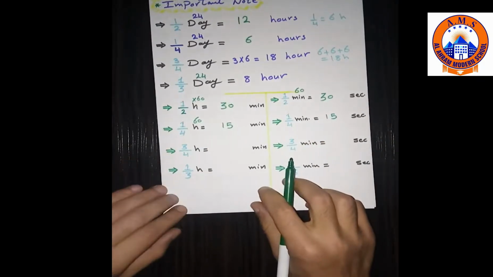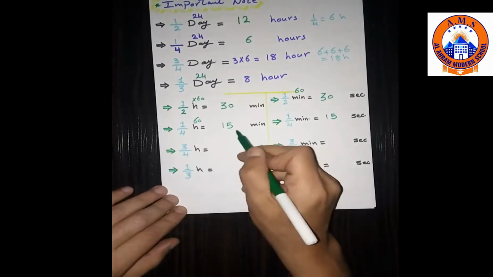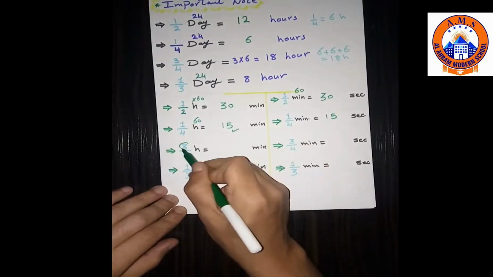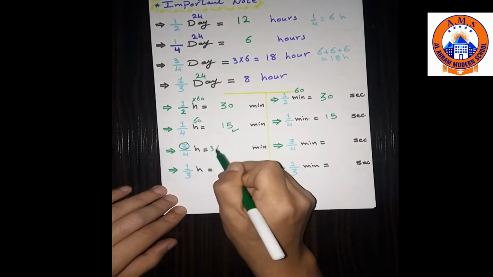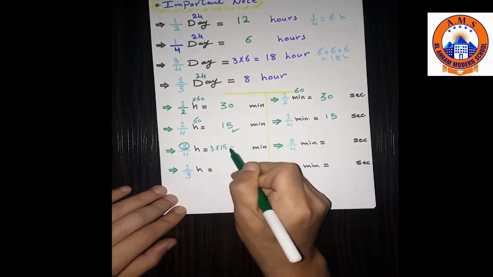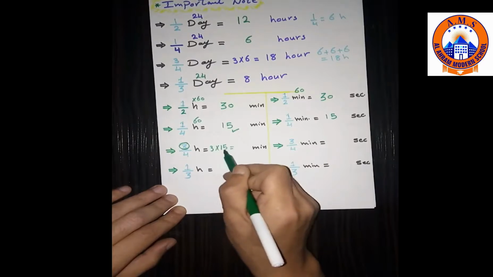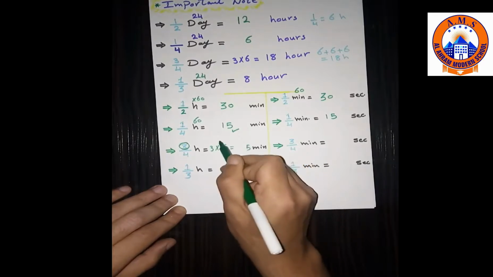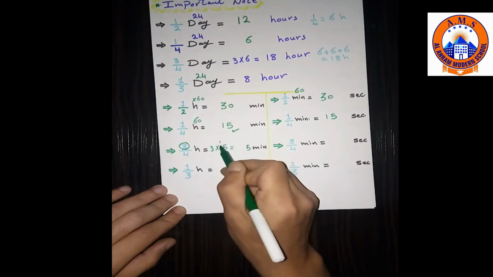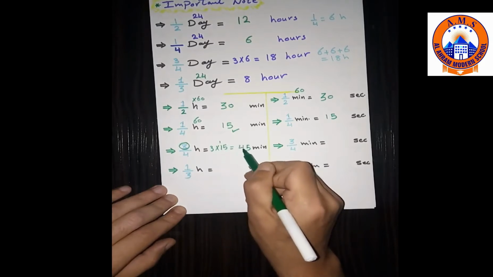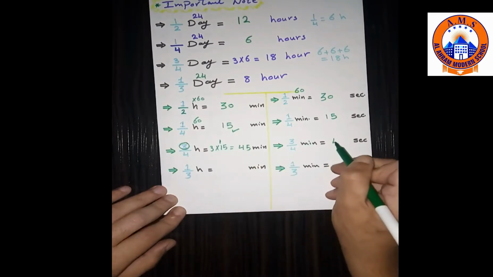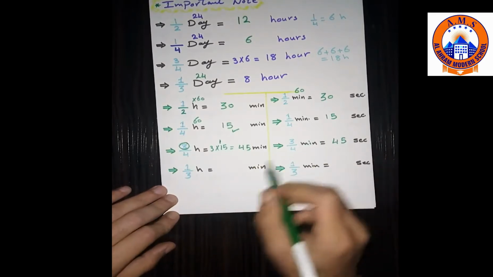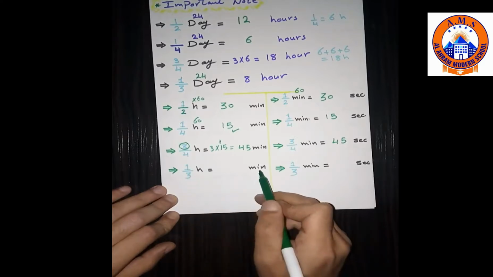What about 3/4 of an hour? So we will take 15 three times because we have 3/4. So 15 plus 15 plus 15, or we can say 3 times 15, which means 15 three times. 3 times 5 equals 15, write 5 and carry 1. 3 times 1 equals 3, and we have 1, so it equals 45. The same here, it will be equal to 45 seconds. A third of an hour equals how many minutes?